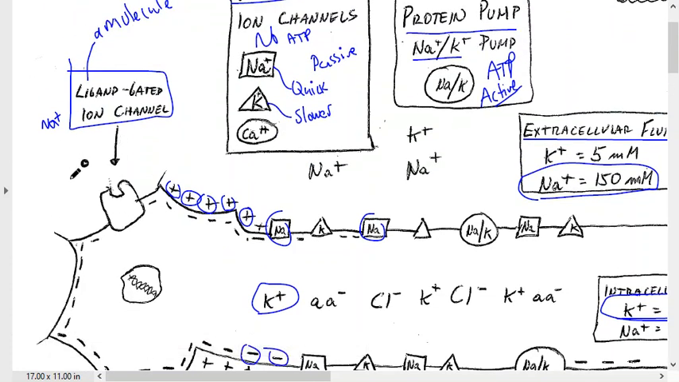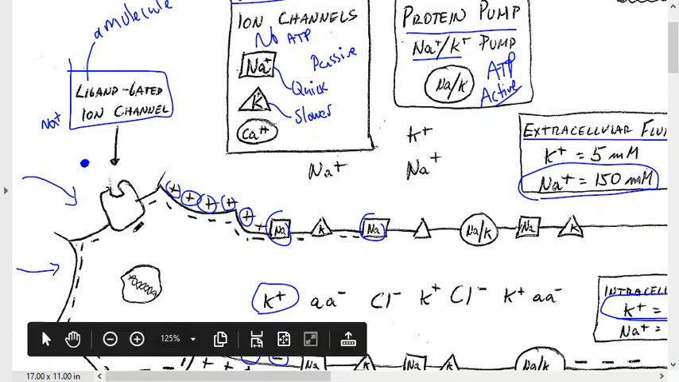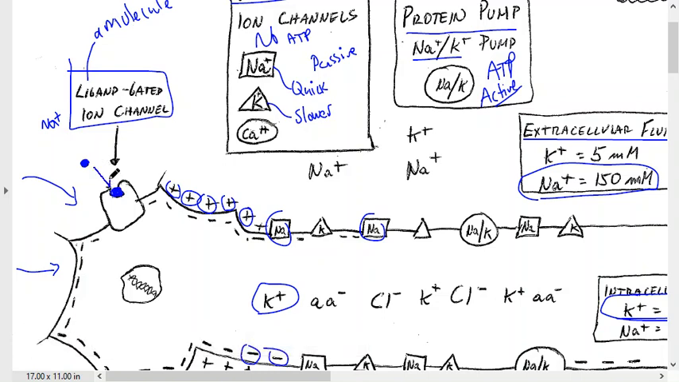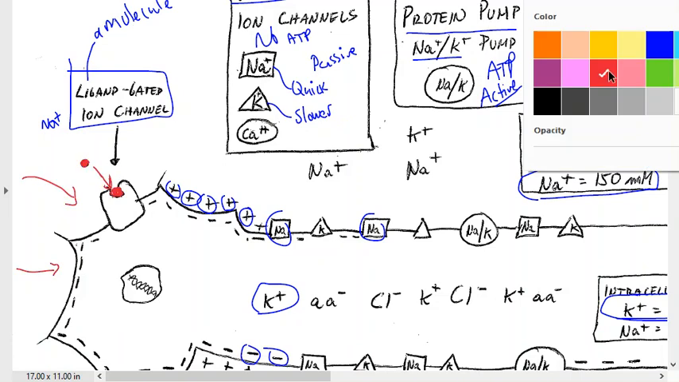Ready, set, go. Here's the ligand. We'll talk about where it came from in a second. But that ligand is diffusing towards the body of this nerve cell. And because there are ligand-gated ion channels, when it binds to this ion channel, it's going to cause this ion channel to open.